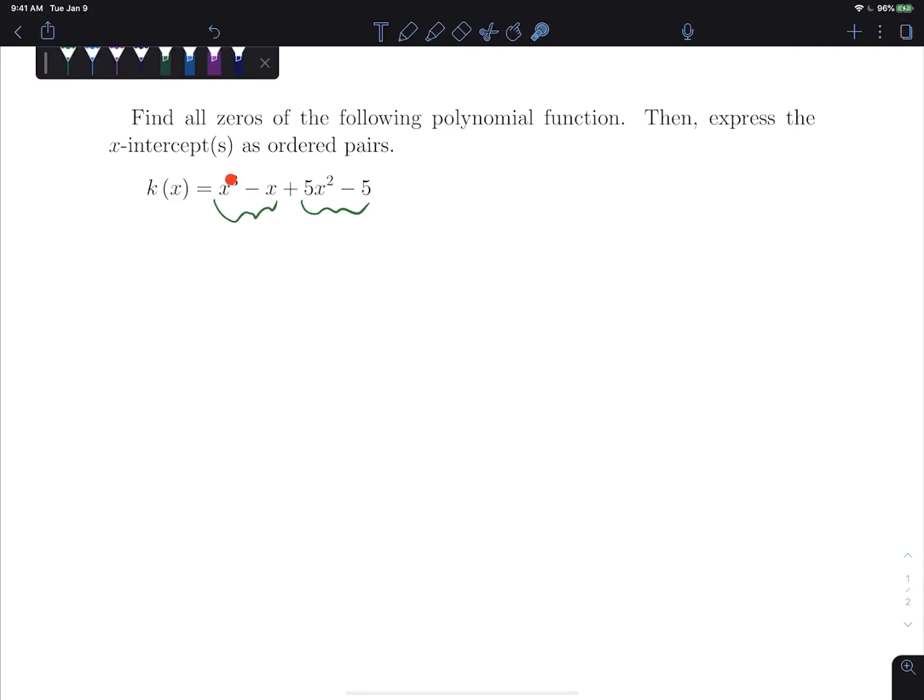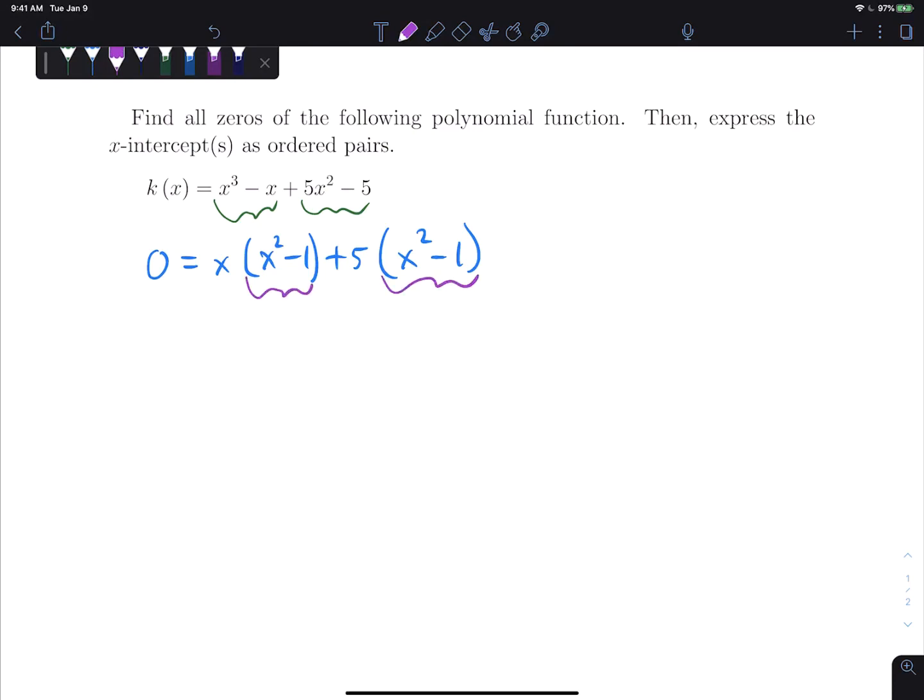In the first two terms, there's a common factor of x. So I'm going to set all this equal to 0, and then I'm going to factor out the x from the first two terms. So I'm going to divide each of the two terms by x, which is going to give me x squared minus 1. Wonderful. Now in the second two terms, notice that there's a common factor of positive 5, and then factor out the x squared minus 1. Now notice what just happened. There's a common factor of x squared minus 1 in both of these now.